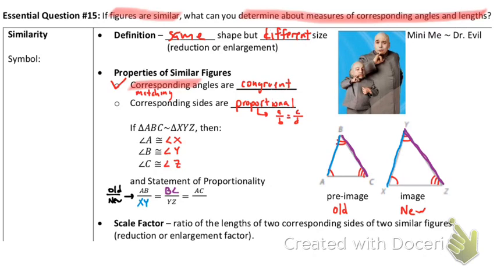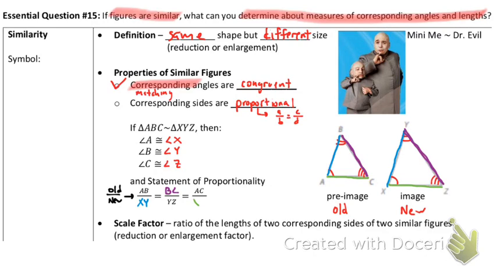Okay, now we're going to the last ratio. Again, all these fractions or ratios are going to be equal because that's the definition of similarity. So we can now say AC and XZ can go in their own ratio because they match, they correspond.